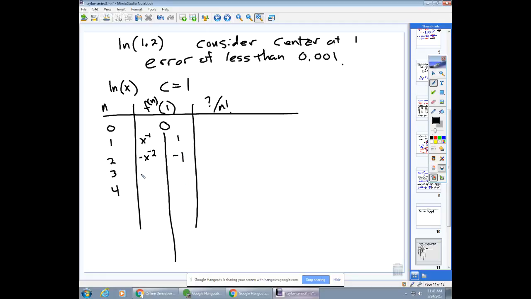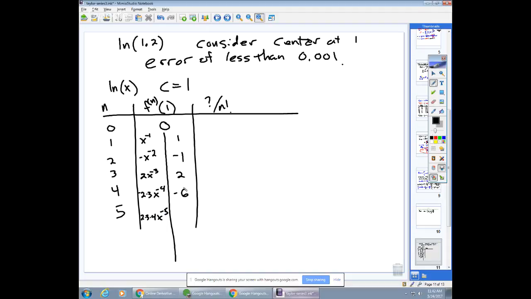Next derivative would be negative times a negative, so that's 2x to the negative 3. Plugging in 1, we get a 2. Fourth derivative is 2 times 3, that's going to be negative x to the negative 4th. Plugging in 1, I get a negative 6. Let's do the fifth one and see if we see a pattern. What's that going to give me? Negative times a negative is a positive 2 times 3 times 4, x to the negative 5th.